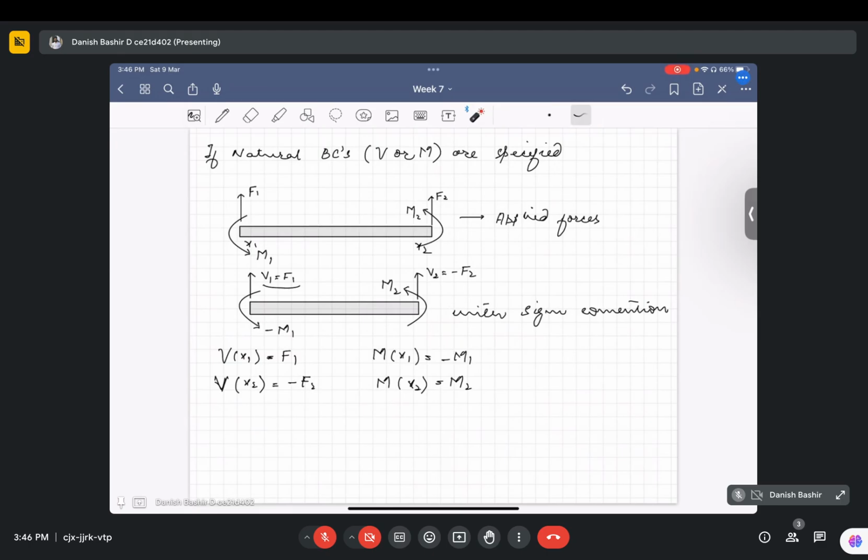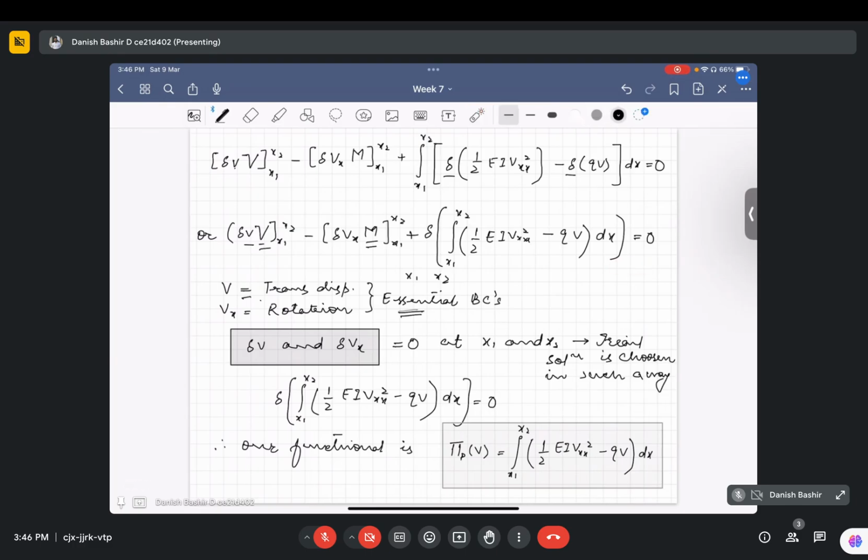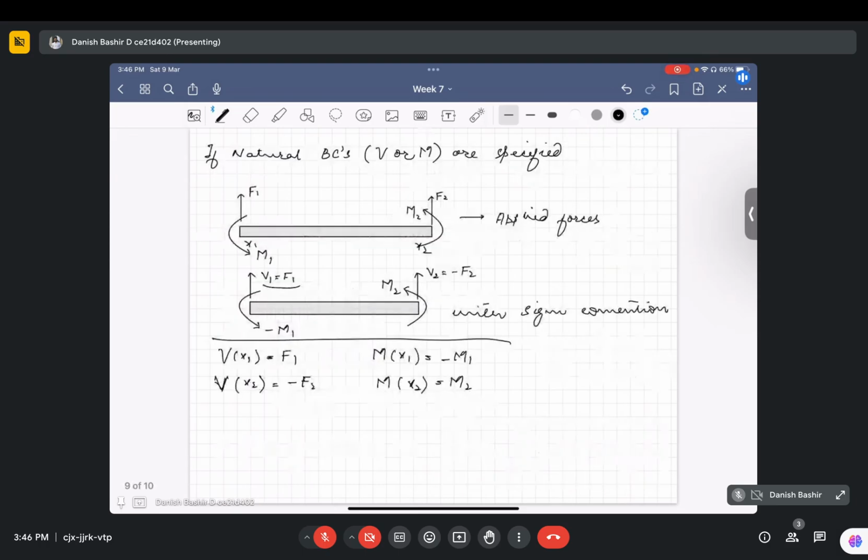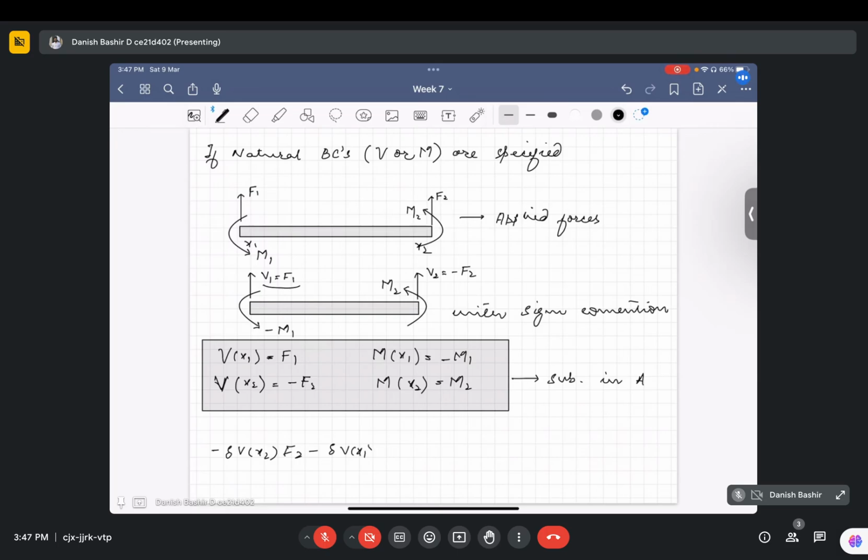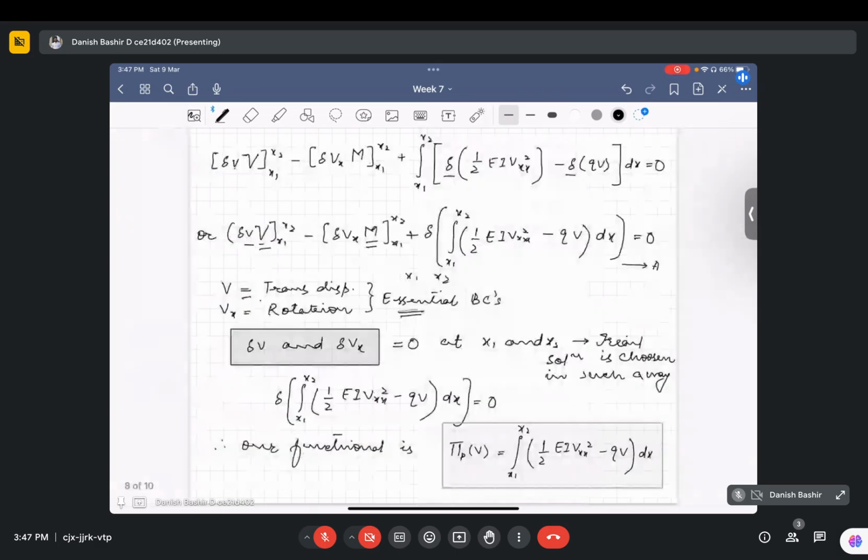Substitute these values so that our equation will finally come out. So this is A. Okay, I will write substitute in A. If we substitute it in A, that will become the variation of V at x2 times f2 minus the variation of v at x1 times f1, minus the variation of Vx at x2 times moment m2 minus the variation of Vx at x1 times m1. Okay, and it will be plus our potential, this whole function.